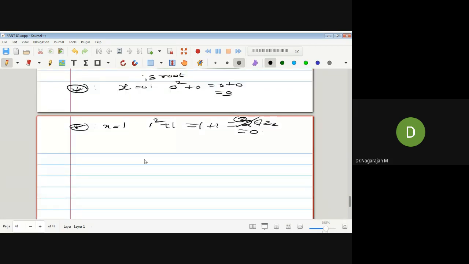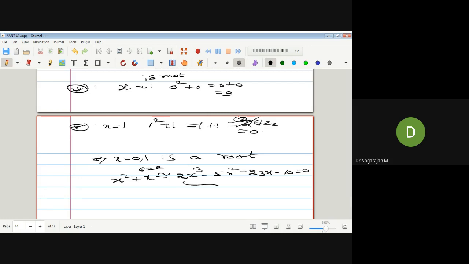This tells that x equal to 0, 1 is a root of x squared plus x, and this is the same polynomial. What is the given polynomial? 2x cube minus 5x squared minus 23x minus 10 equal to 0. This belongs to integer modulo 2, and this is approximately equal to this equation. This is the integer modulo 2.